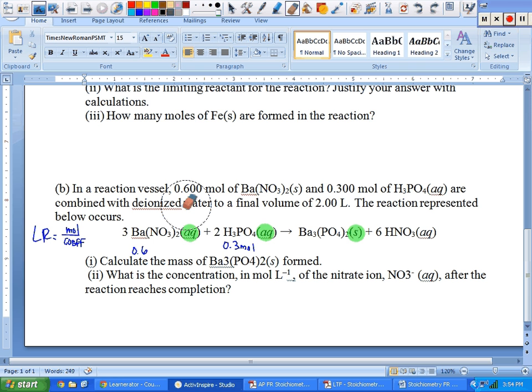0.2. And the other one, 0.3 divided by 2, is 0.15. So, based on that, which one's your limiting reactant? The one with a 0.5. So, which would be what? Phosphoric acid. Our phosphoric acid is going to be our limiting reactant. So now, go ahead, Alex.